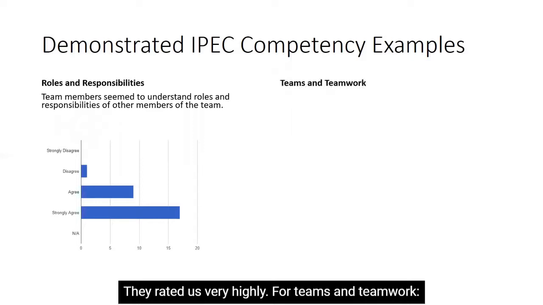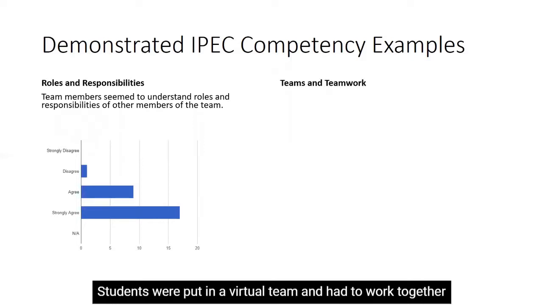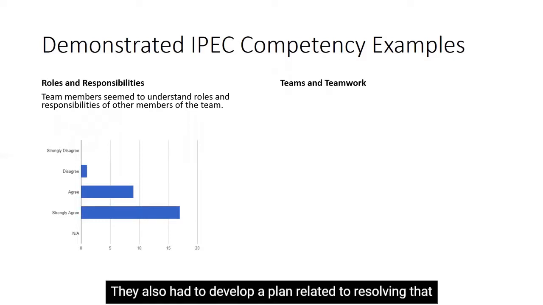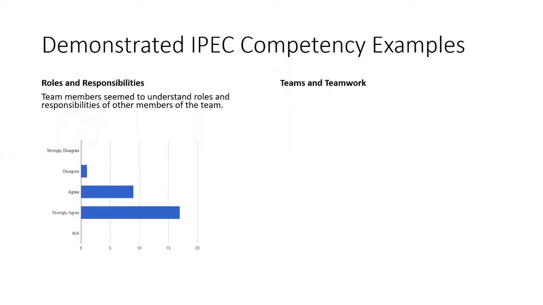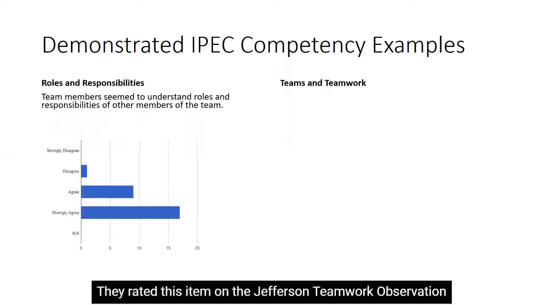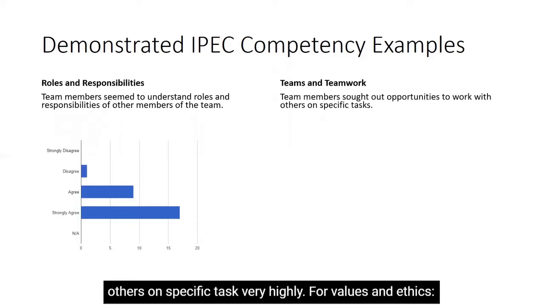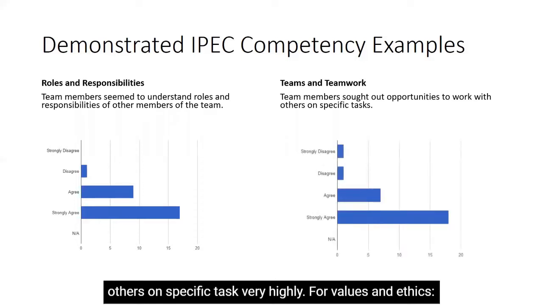For teams and teamwork, students were put in a virtual team and had to work together to solve a healthcare crisis. They also had to develop a plan related to resolving that crisis and present that plan as a team to the hospital CEO. They rated this item on the Jefferson Teamwork Observation Guide, team members sought out opportunities to work with others on specific tasks, very highly.